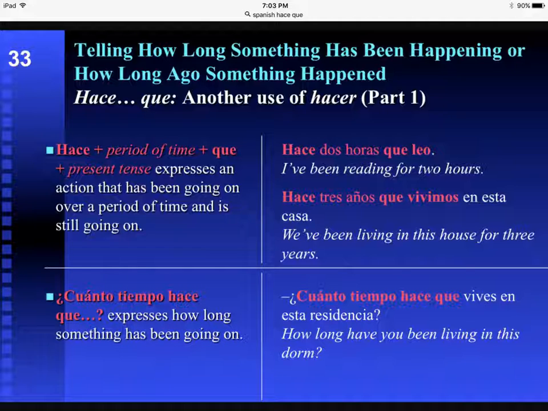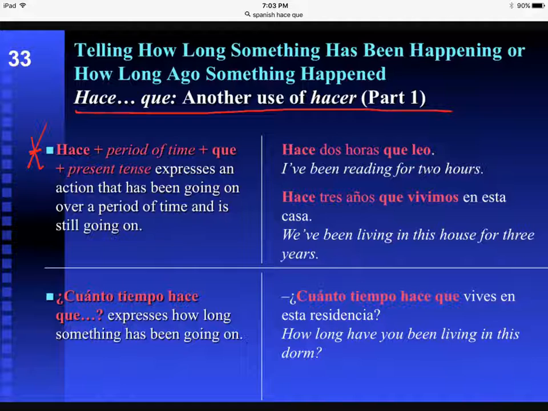We're going to look again at hace que and the formulas that we use to show how long something has been happening or how long ago something happened. Hace que, another use of hacer. Doesn't that sound exciting? We went over these today in class, so let's look at them again. If you want to express an action that has been going on over a period of time and is still going on, you're going to be using this little formula: hace plus a period of time plus que plus the present tense.